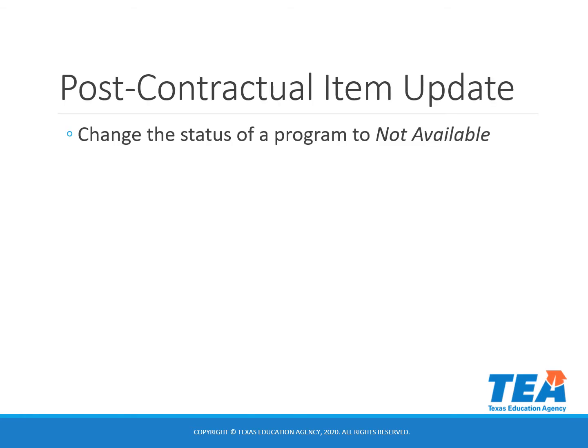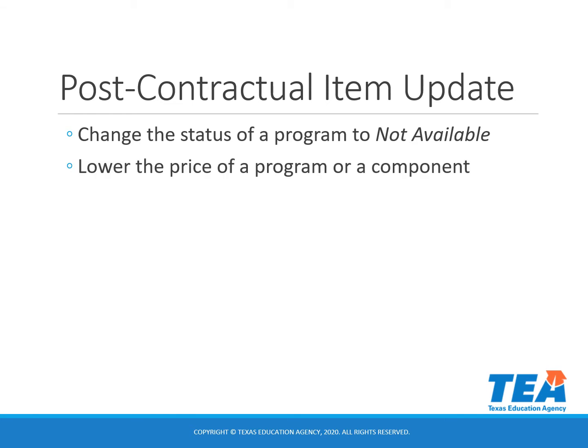The post-contractual item update link can be used to change the status of a program to not available. This status means that you cannot receive any new orders for these programs through EMAT. You must continue to honor previous purchases and provide all materials purchased for the length of time originally indicated on the bid. The status is used when the subscription length exceeds the number of years left in the contract.